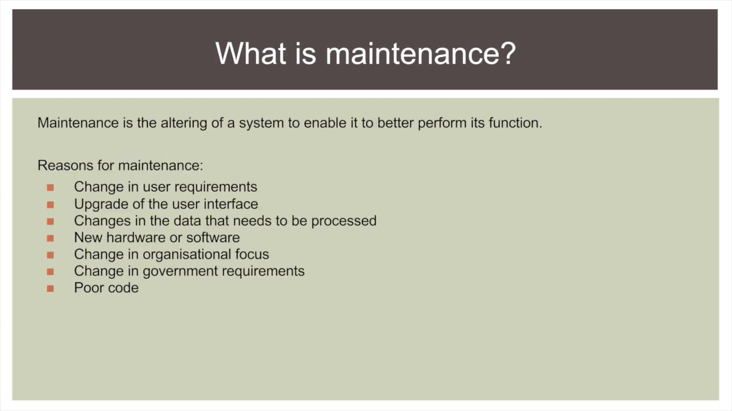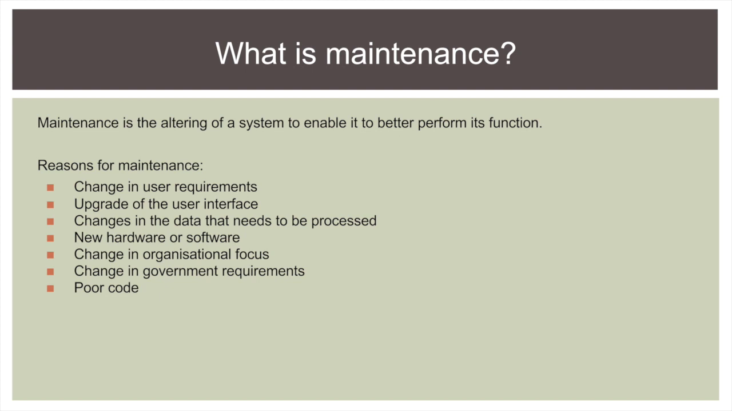Firstly, what is maintenance? Maintenance is the altering of a system to enable it to better perform its function. And we have maintenance for a variety of reasons. We might have a change in user requirements, so the system might need to do something different because the user needs it to do something different. We might have an upgraded user interface. We might make it more pretty and more organized, more functional, more efficient.